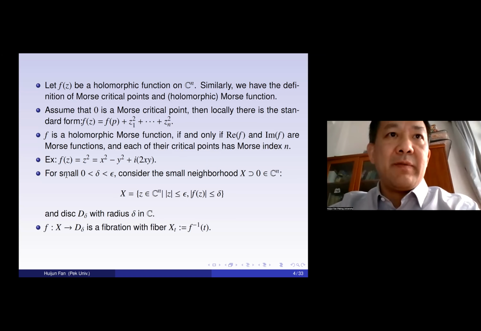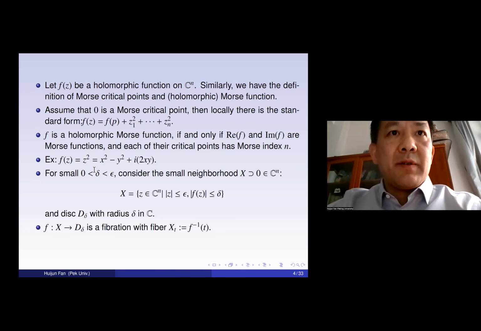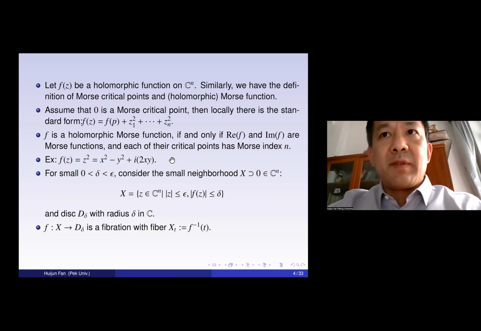For example, we can look at a very simple example, f(z) equals z squared. This equals x squared minus y squared plus i times 2xy. And so you can see the real part of this function has Morse index 1 at 0.